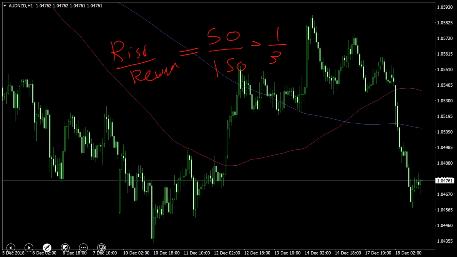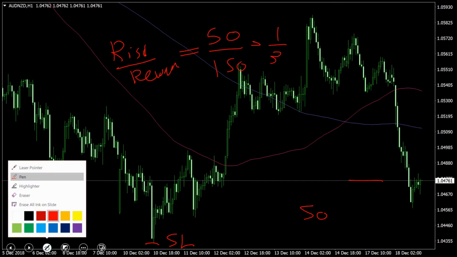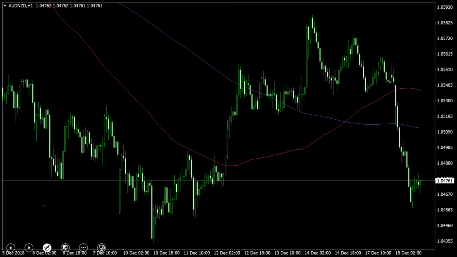And that's an excellent opportunity. Buying at this level, putting the stop loss right over here. If the pair goes down, you lose 50 pips. If it goes up, at least 150 pips. But why at least 150 pips?